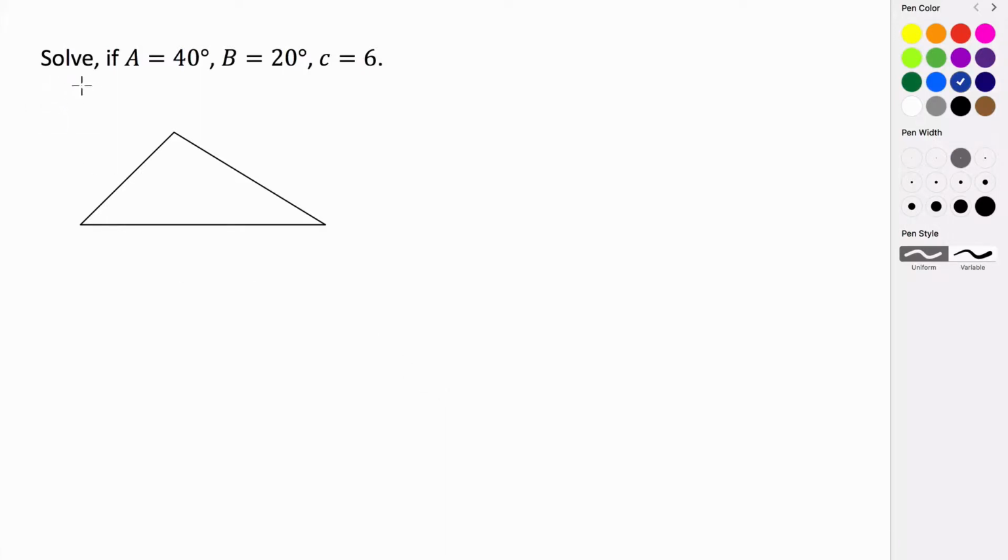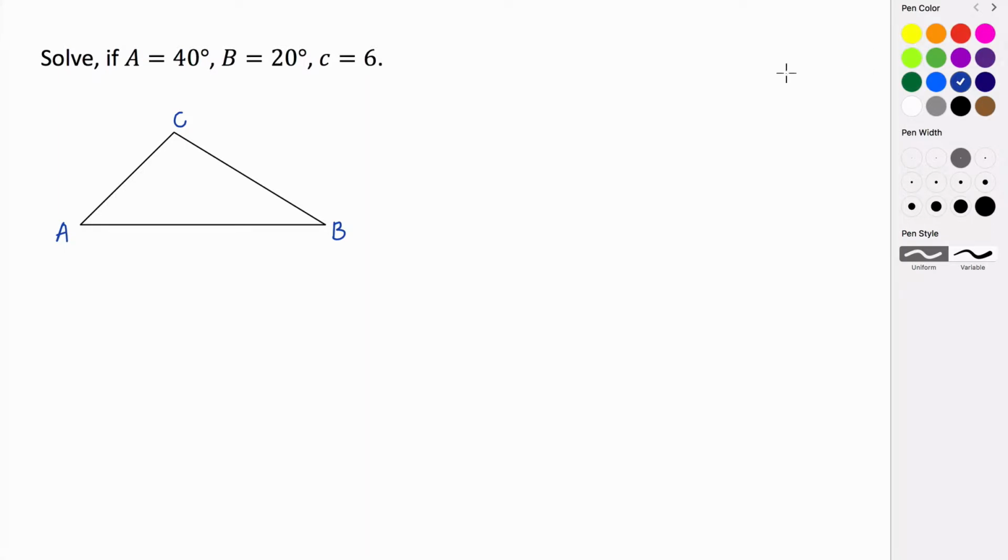We're asked to solve the triangle if we're given that angle A is 40 degrees, angle B is 20 degrees, and side C is 6. So we're not actually given a figure, so I would recommend drawing a triangle so that we can visualize a little better what kind of triangle we're working with. So I'm just going to call this triangle ABC.